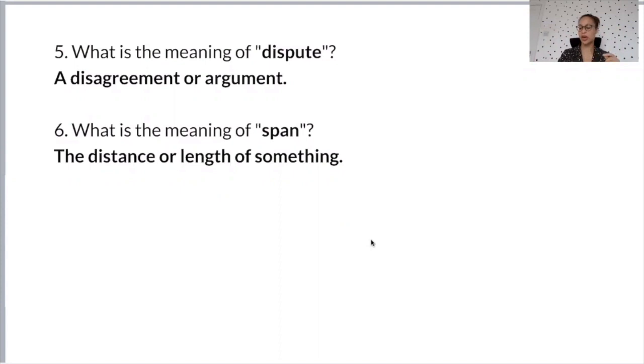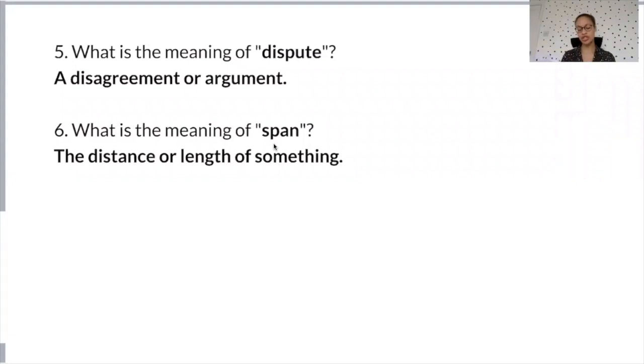So make sure you've got span written down, it's the distance or length of something. Span, the distance or length of something. Okay. I'm not sure about head span or pencil span. I think more lifespan, hand span, that kind of thing. Okay. And there we are, we're at the end of that sheet.